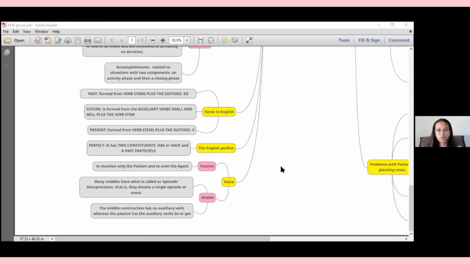Next, we have voice. Voice consists of two: passive and middle. Passive mentions only the patient and omits the agent. And middle. Many middles have what is called an episodic interpretation. That is, they denote a single episode or event. The middle construction has no auxiliary verb, whereas the passive has the auxiliary verbs be or get.